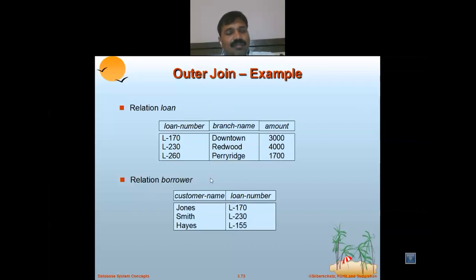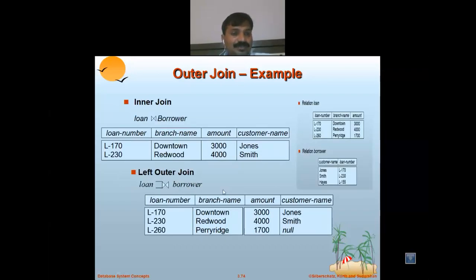The borrower table is nothing but those who take the amount. The customer names are Jones, Smith and Hayes. The loan numbers are 170, 230 and 155. So in this case I use an inner join.